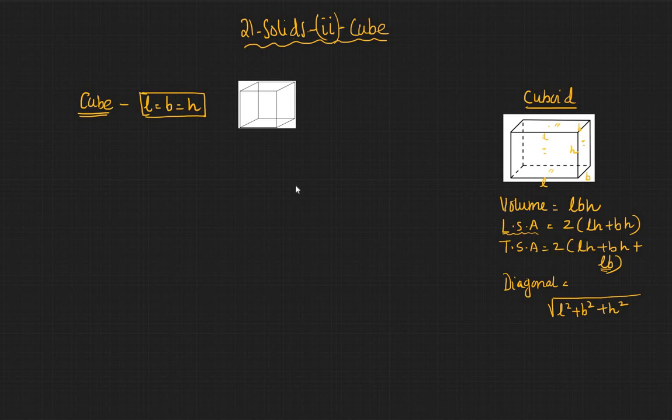Now let's find out what the volume is. Let's say all the sides are equal to A. So we have A, and A. So volume would be equal to A cube, which is L into B into H, which is A cube. Lateral surface area would be 2 times A squared, which is one of the faces and the other side, that is 4A squared.